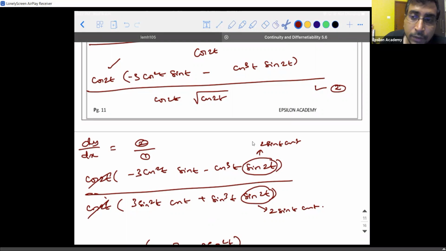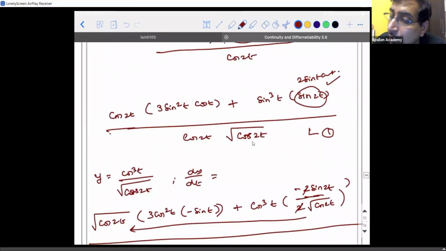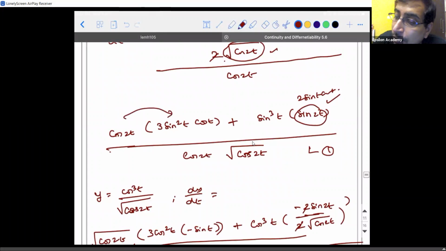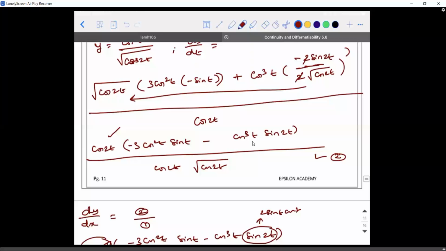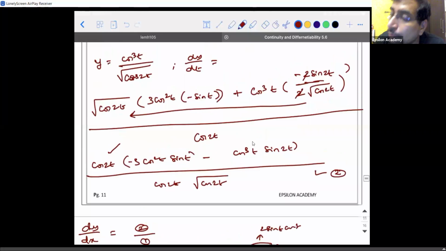What is the mistake I did, guys? This cos 2t is there, no? This cos 2t is applicable only for this term. But in the process of copying, I thought that cos 2t is applicable for the whole thing. Are you guys able to understand what is the mistake? Similarly, here also it is applicable only for this term. Just because I made a mistake in the bracket, you got a wrong answer.